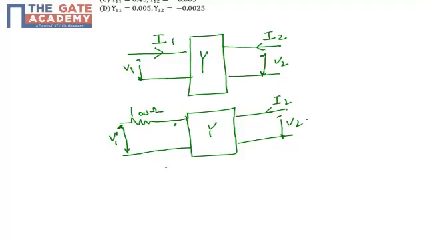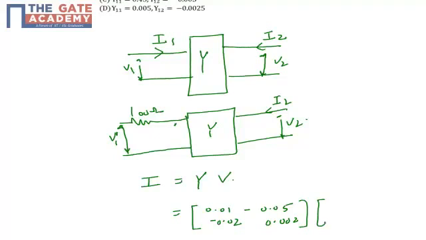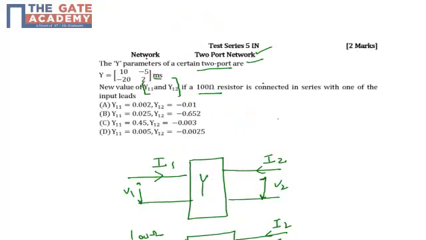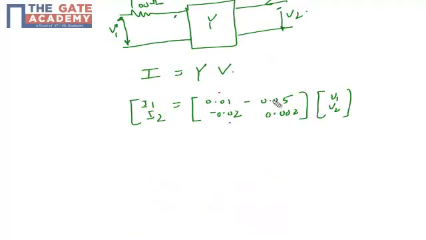We know that for the Y parameters the relation is I equals Y times V. So if I write down the Y parameters, they are 0.01, minus 0.05, minus 0.02, 0.002, times V1, V2, giving input currents I1 and I2. The Y parameters are in millisiemens, so I have multiplied each element by 10 raised to the power minus 3 to convert to Siemens, and we get every term in decimals.